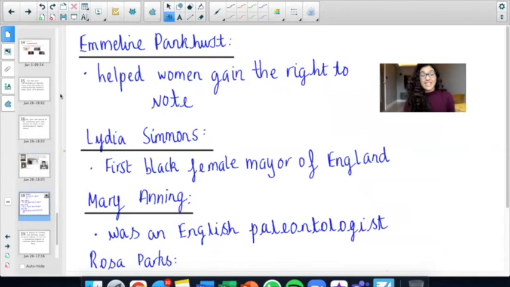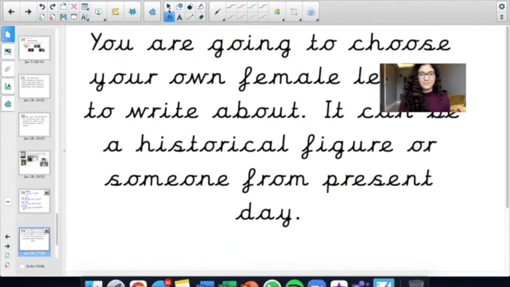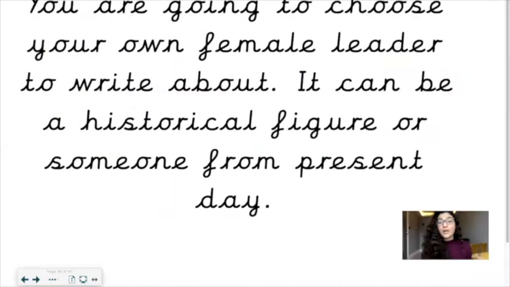So I've just given you one fact each about some of the women that we have already gotten to know about this year. So you are going to choose your own female leader to write about. It can be a historical figure, it can be somebody from present day. If you don't want to choose a female leader, you can choose to research about a male leader instead. There's nothing wrong with that.